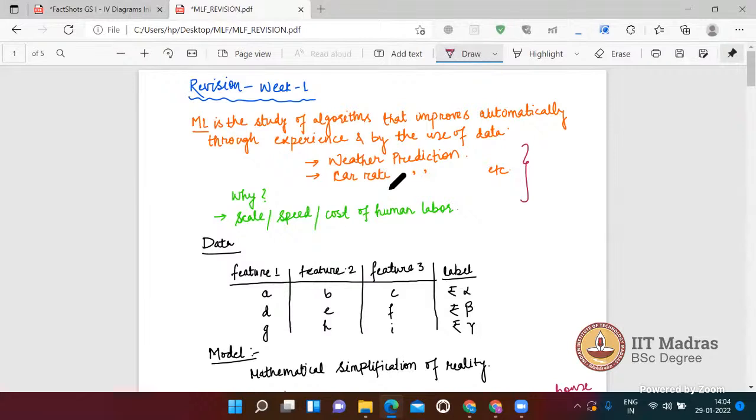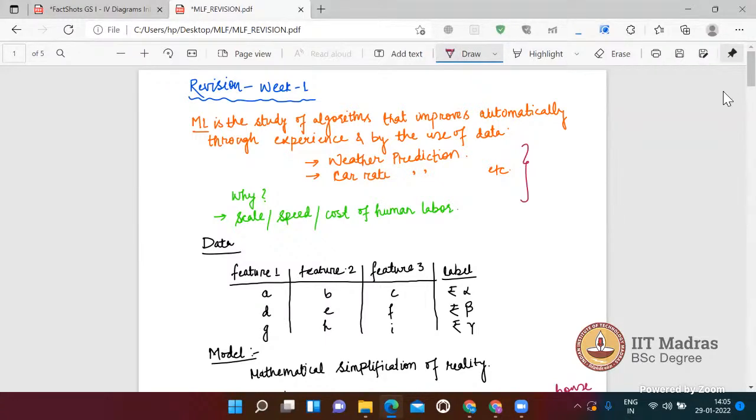Why do we generally use ML? Why not simple programming, simple software? Because ML helps us speed up the work, and it also decreases the cost of human labor. These are some of the important reasons why we use ML in spite of simple programming steps.